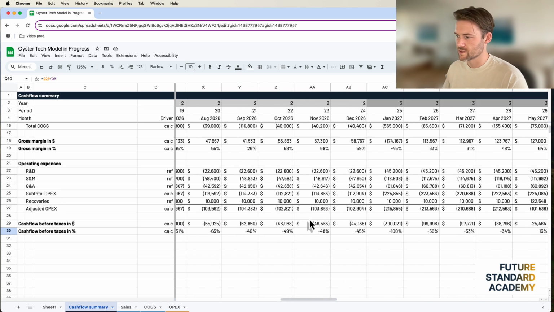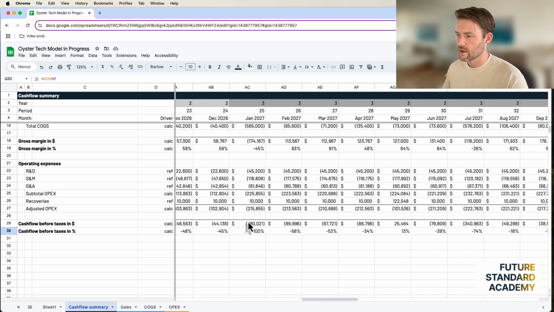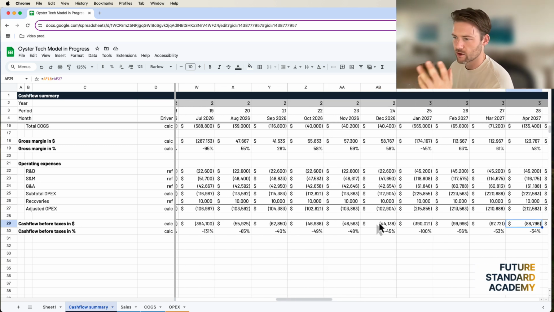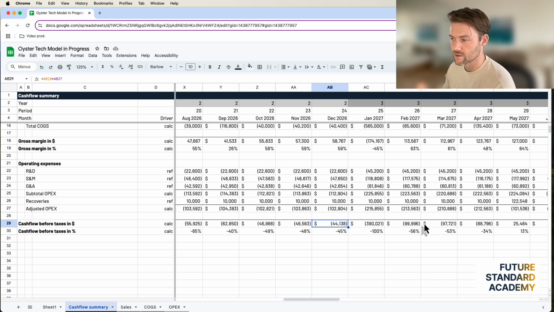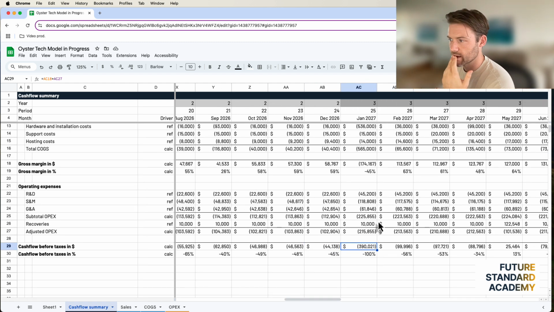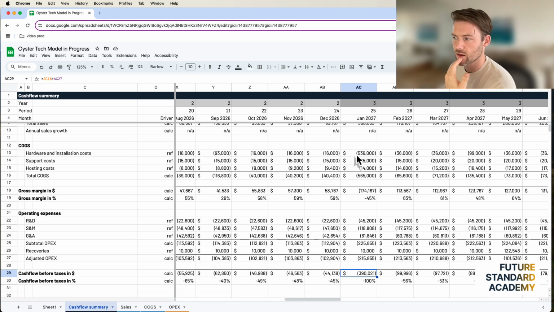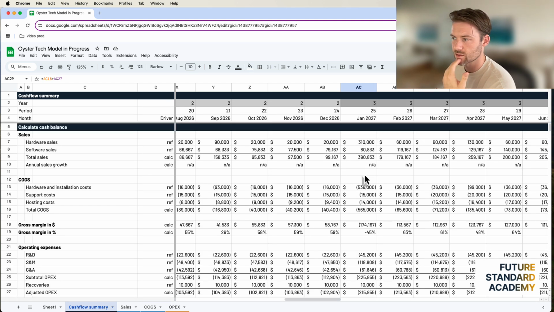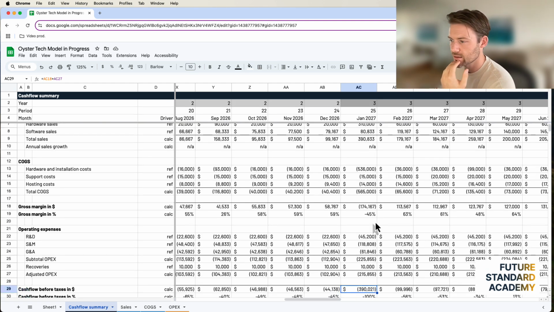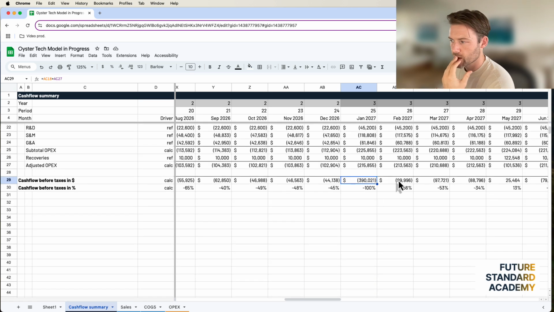But eventually, you see, it's still pretty negative. So there's basically the takeaway that I can already see, right, is that this company is going to need a lot of financing up until at least 2 years from now. There's a big outflow here because of the hardware installation cost to service these sales that are being made.